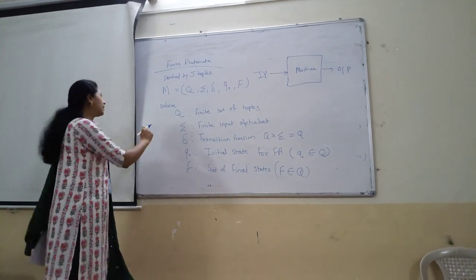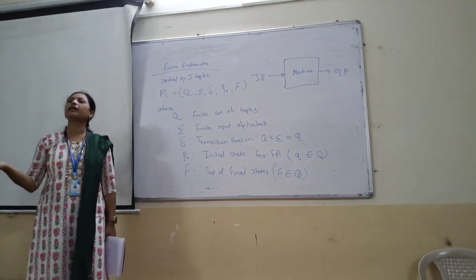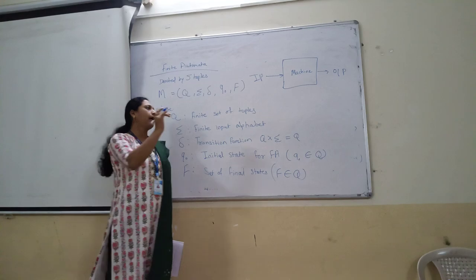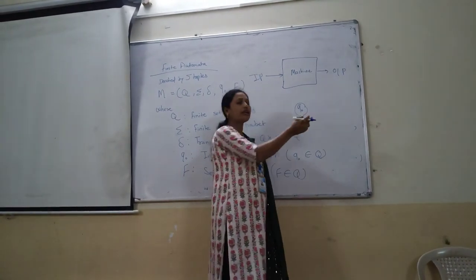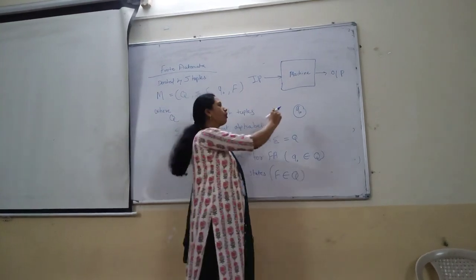So what is it? See here. Capital Q is a finite set of the states. Students, we are going to use states here, and states can be denoted by any letter. We are going to see it. Everybody look at the board here.